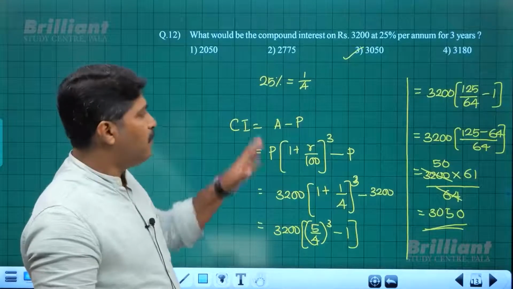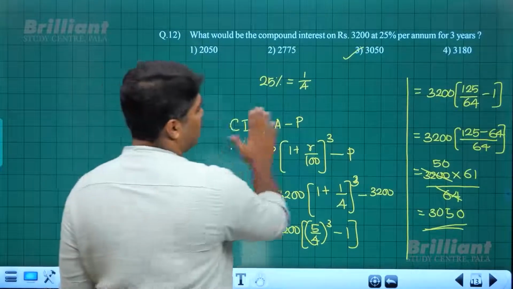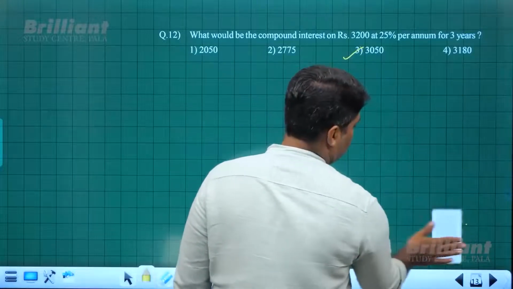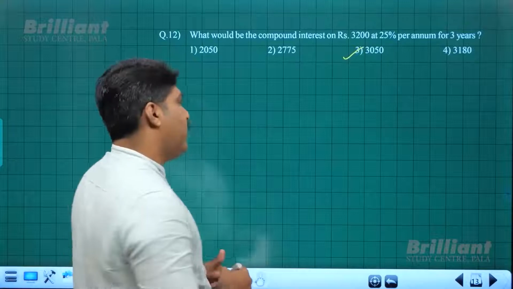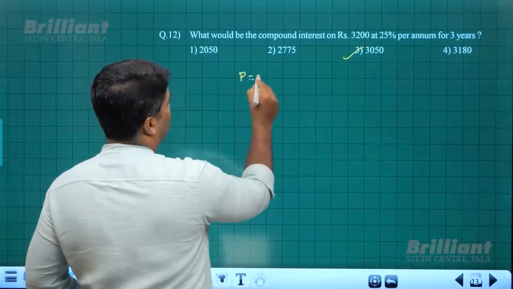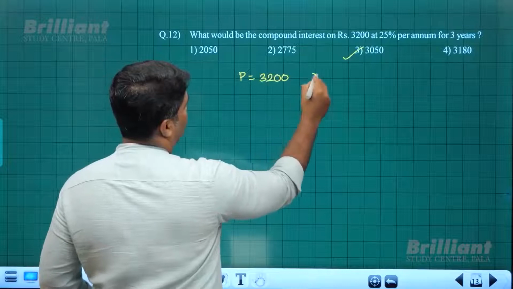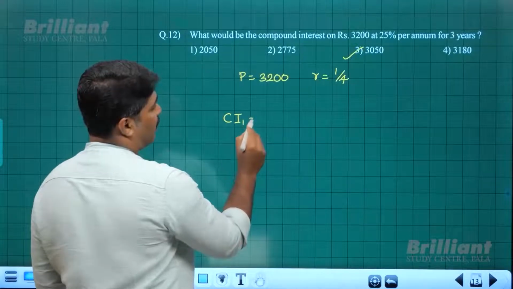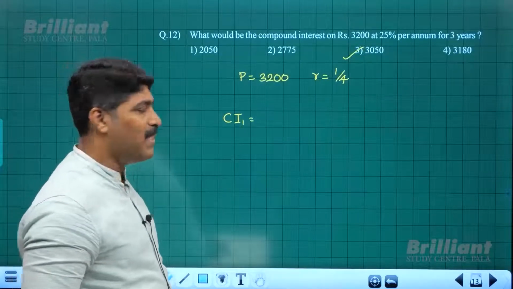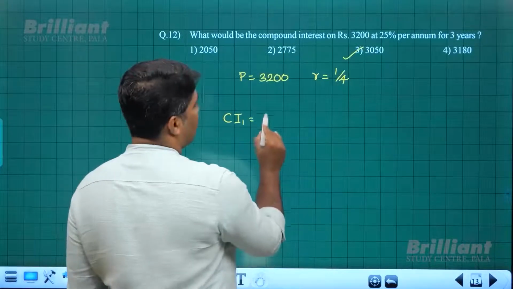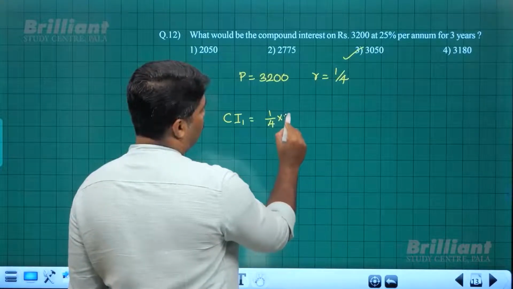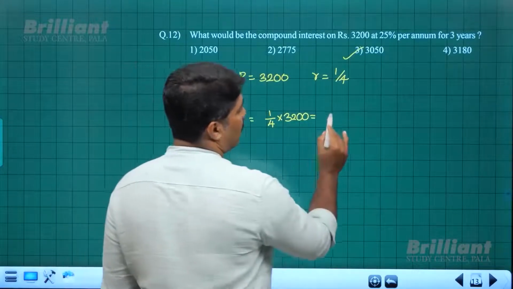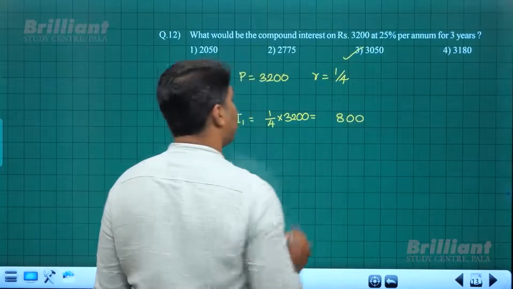But instead of doing it like this, there is an easy direct way to reach a conclusion for a similar type of question. That's the easiest way, as the values are quite convenient. Here the principal is 3200 and the rate is 1 by 4. First of all, we consider the interest for year 1, that is the interest for the first year. What is it here? That is 1 by 4 of 3200 or 25% of 3200. This is equal to 800.